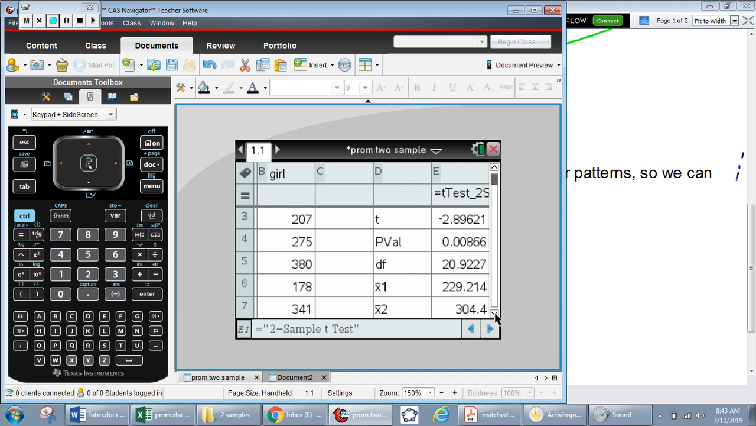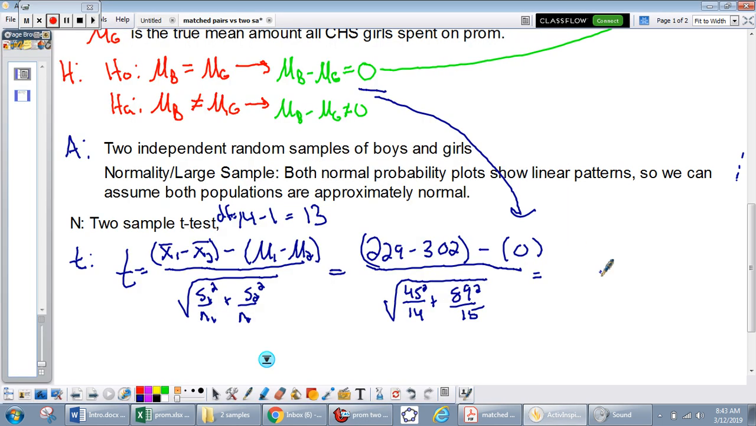Let's go back in and fill this out, and we could see if we need the x bar 1, x bar 2, s1, s2, all that good stuff. So it gives us everything that we need. Okay, so my test statistic is negative 2.89, and my p-value is 0.009.